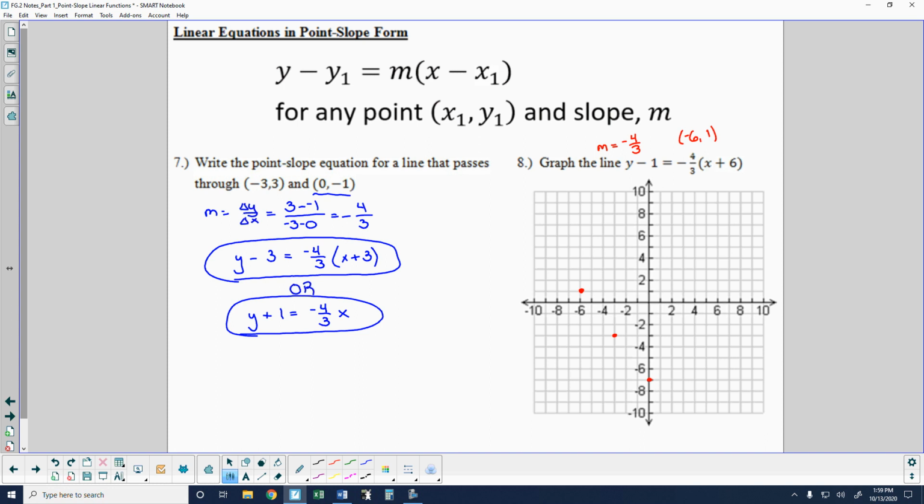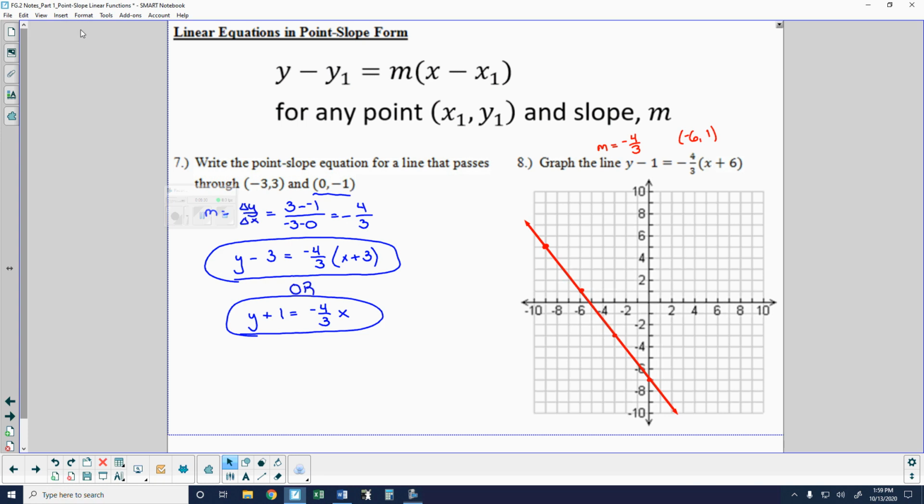We could continue plotting points, also maybe potentially going in the other direction. So up 4, 1, 2, 3, 4, and left 3, 1, 2, 3. And you could plot as many points as you could fit on that grid if you wanted to.